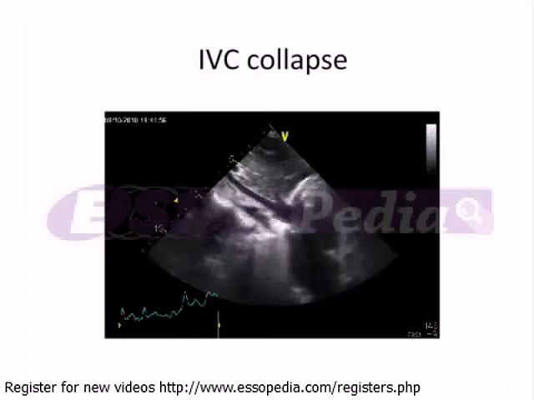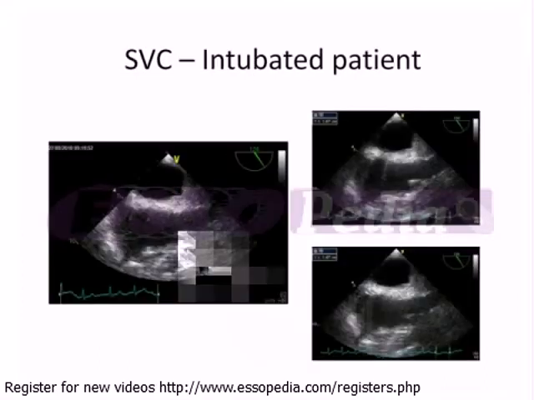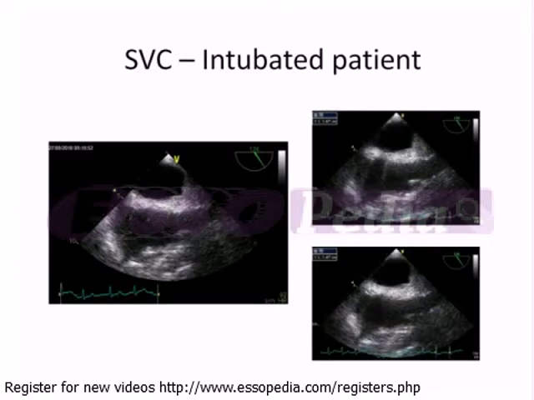Here we're looking at a bicaval view by transesophageal echo, focusing on the superior vena cava to the right. You can see that there is little variation in its diameter when the ventilator delivers a tidal volume, both visually and by measuring. This patient had already received a large number of packed red cell units, fresh frozen plasma, platelets, and crystalloid, and is therefore not volume responsive.